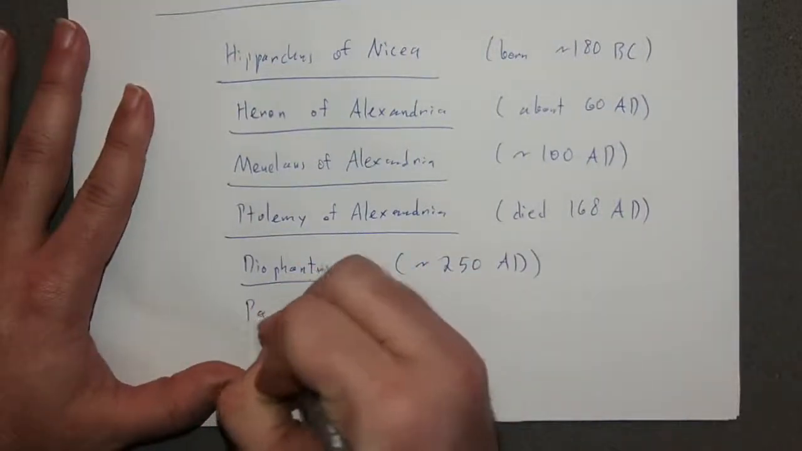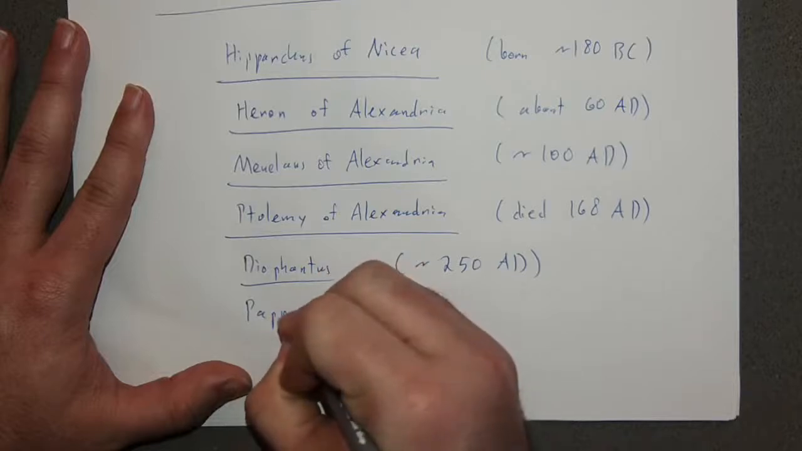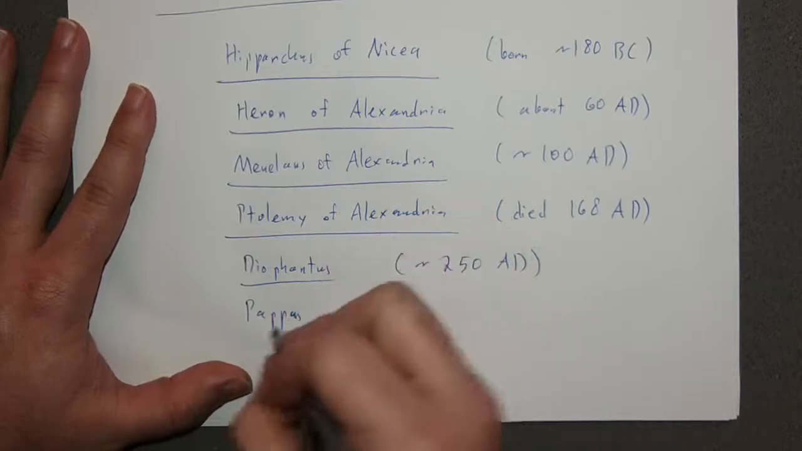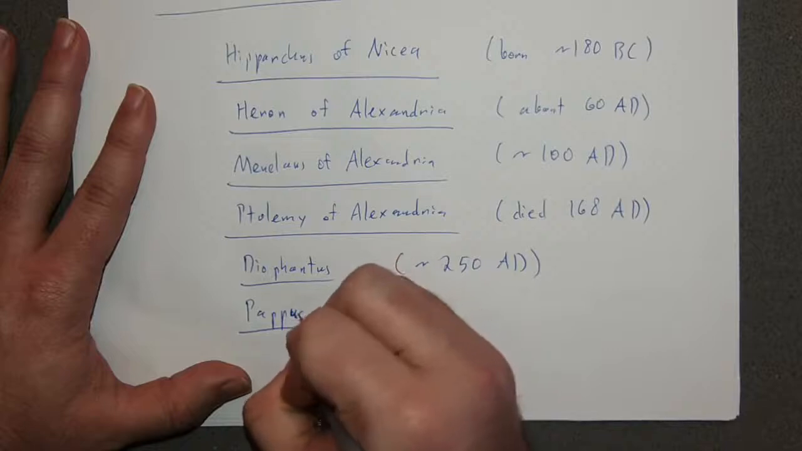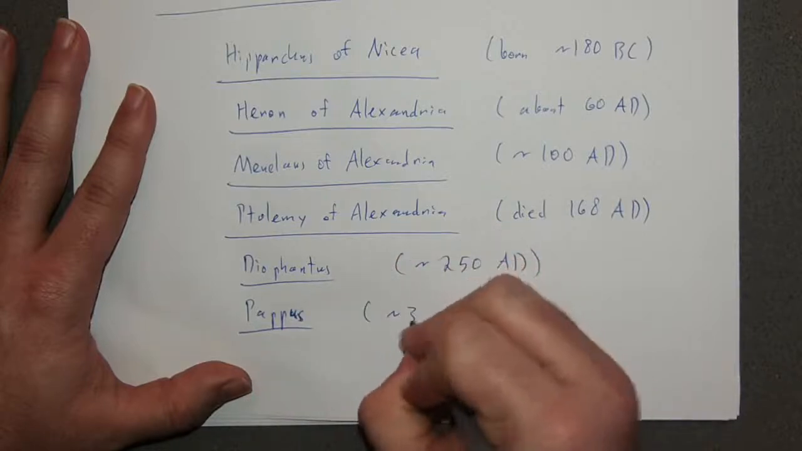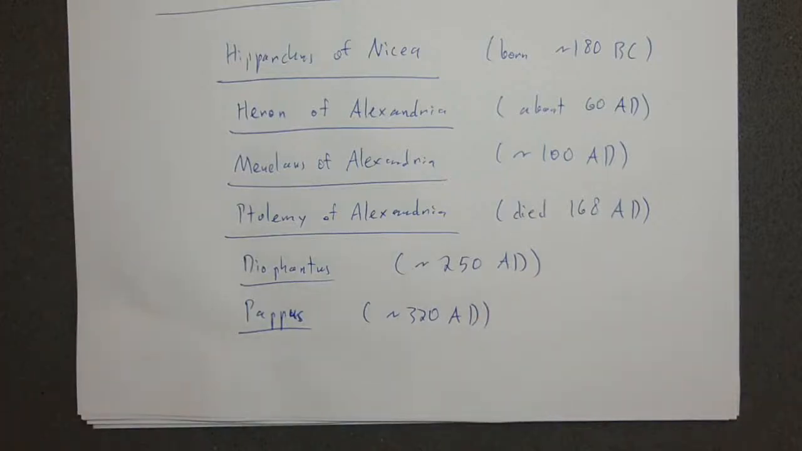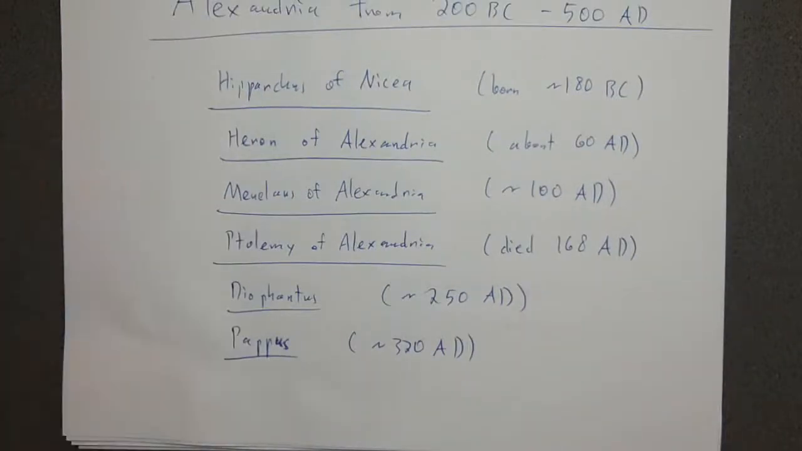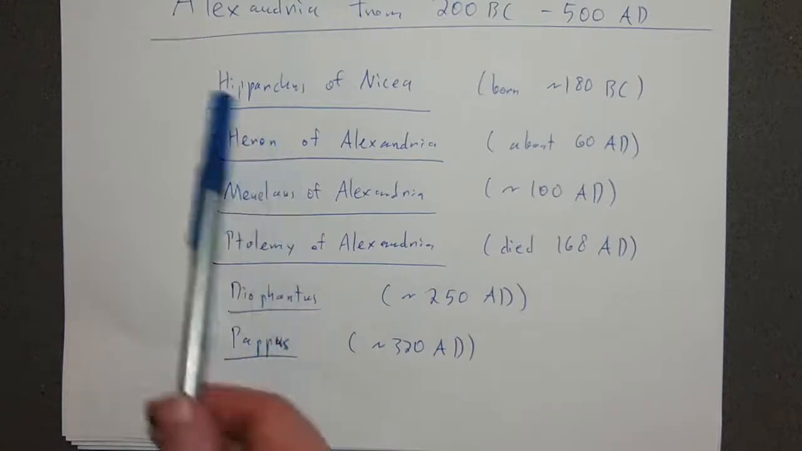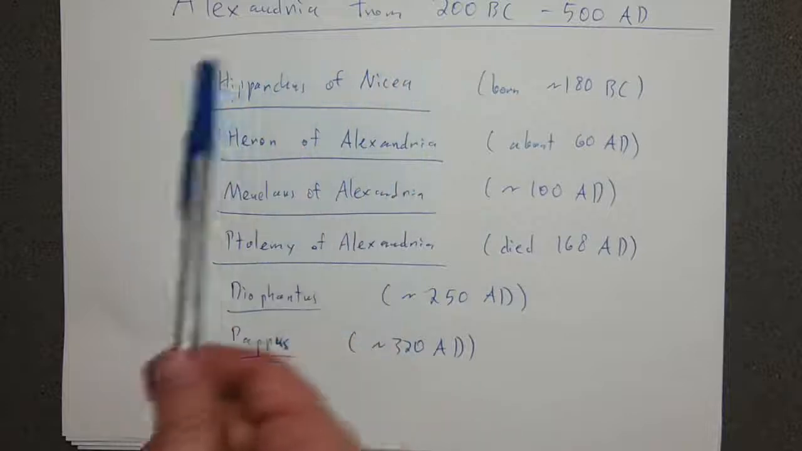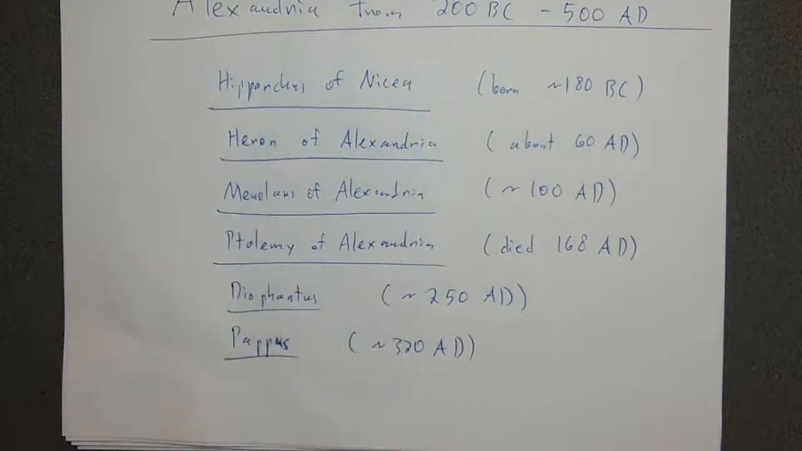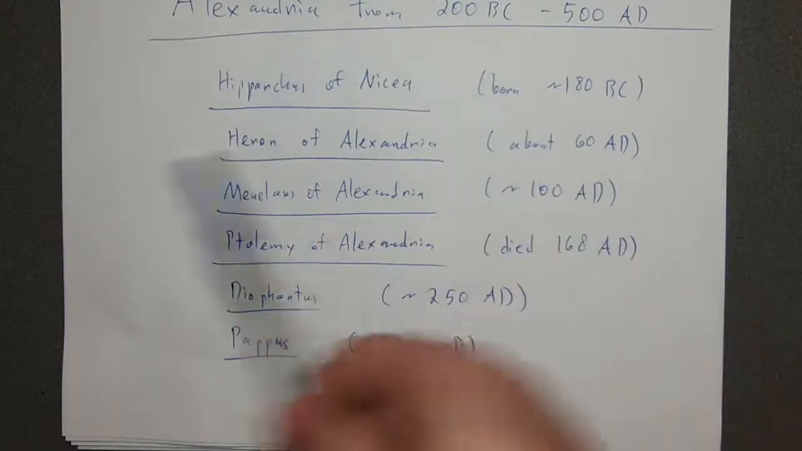There's Pappus of Alexandria, very important in geometry. So Pappus was active about 320 AD. These are the most significant contributors to mathematics during this time. Of these, the big ones are, so Hipparchus did a lot, actually. Hipparchus was basically the founder of trigonometry, and I'll mention that next time. But so Hipparchus did quite a lot here.